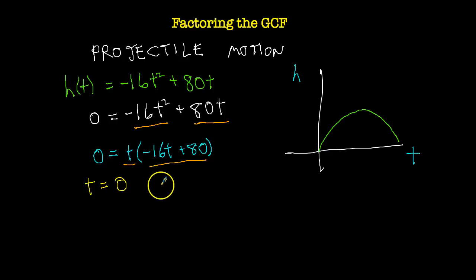All right, so then the next thing is we'll set this guy equal to 0 and find t. So 0 equals negative 16t plus 80. And now this is a simple linear equation, and you already know how to solve this thing. So I'm not even going to bother. I just wanted to show you that I could find the value of t by factoring the GCF and then using the zero product property. That's a pretty powerful tool. Factoring the GCF can actually let you solve complicated problems like projectile motion equations.